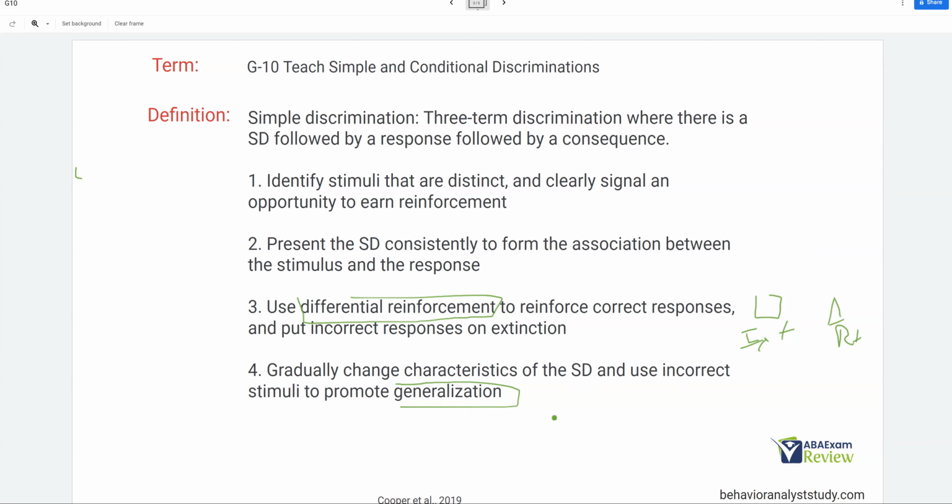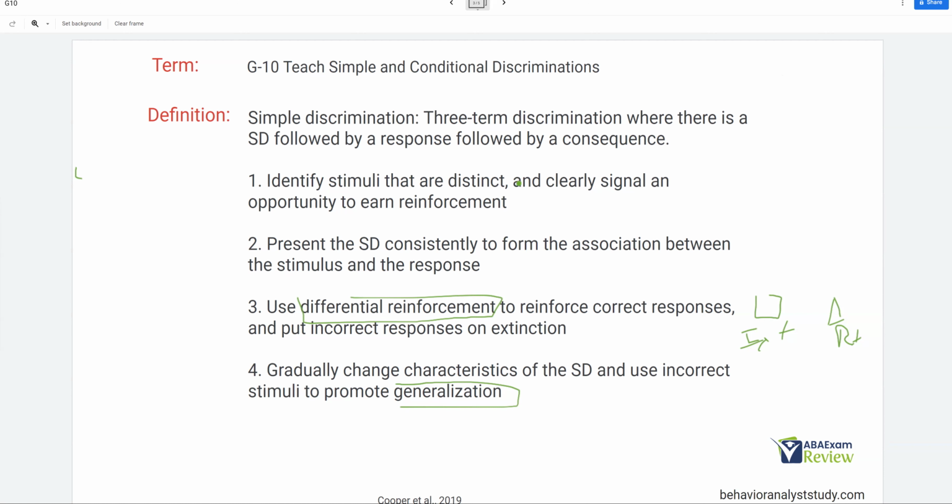What happens when you say point to green or point to the green bear? A lot of times your client may freeze up. You've used only one SD, you haven't changed the characteristics, so you've trained on that individual SD, but we're lacking generalization. So super important that you start to vary your antecedent stimuli in order to not only strengthen that association, but expand the associations.